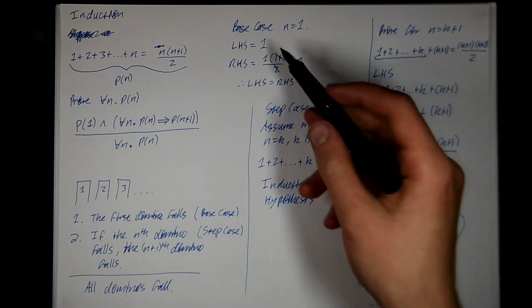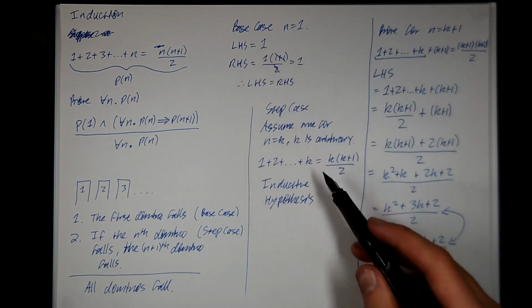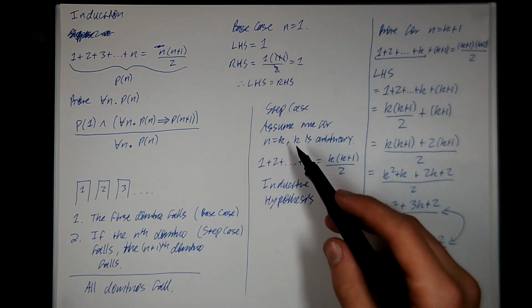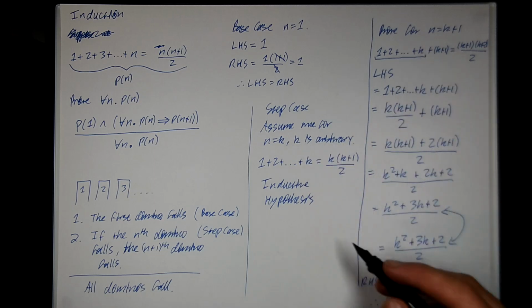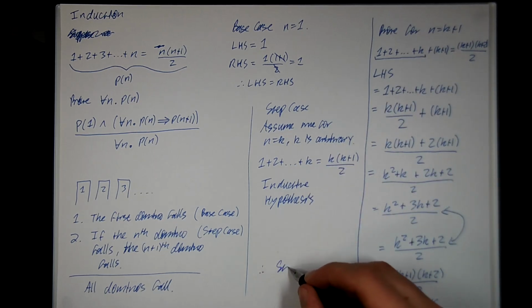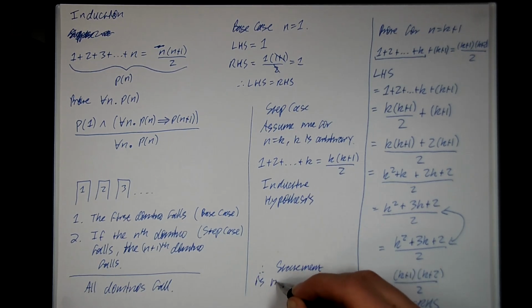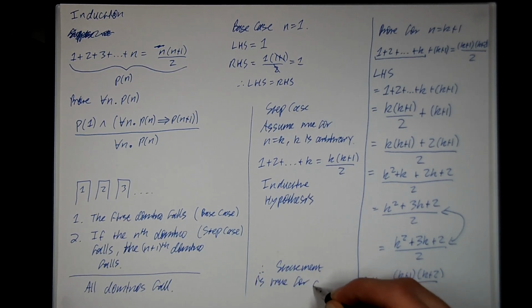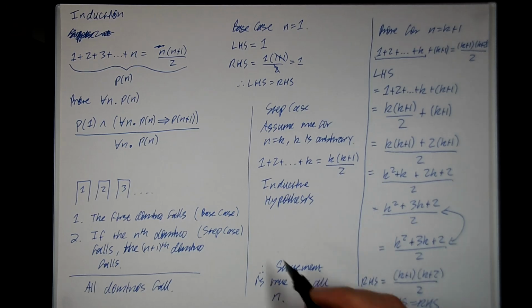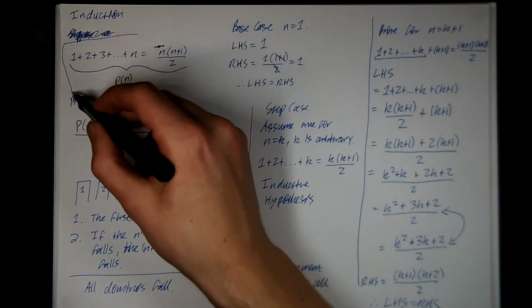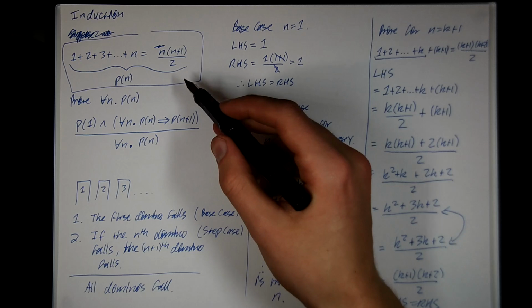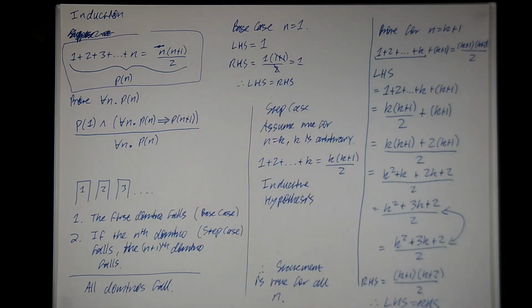I've proven it for the base case n equals 1. I've proved it for the step case by assuming it's true for some k and proving it's true for k plus 1. Therefore, the statement holds, or the statement is true for all n. So we've proven this formula is true for any choice of n. Okay? So that's how induction works.